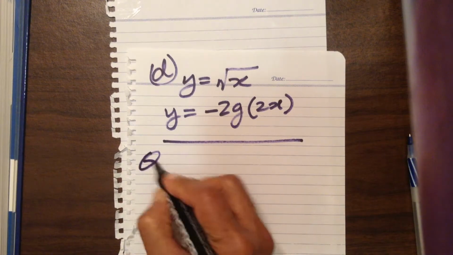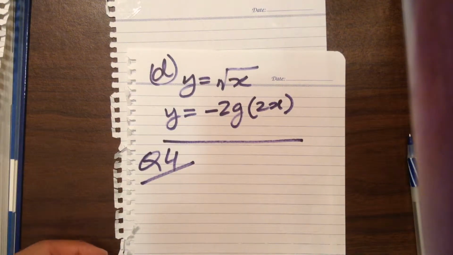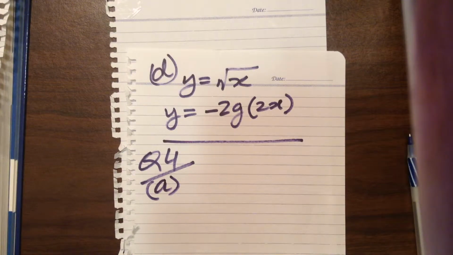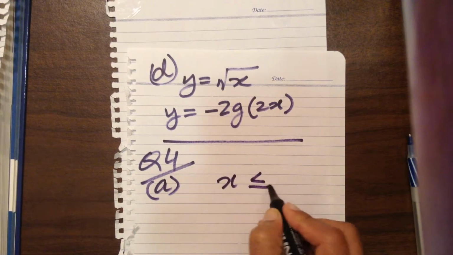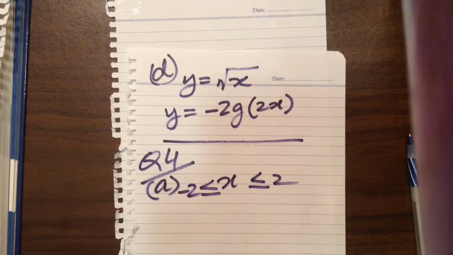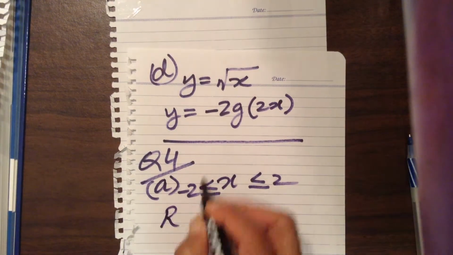Let us try question number 4. Says state the domain and range of each function. For A, as you can see in the graph, x is less than or equal to 2, greater than or equal to minus 2. So this is the domain. What about the range?